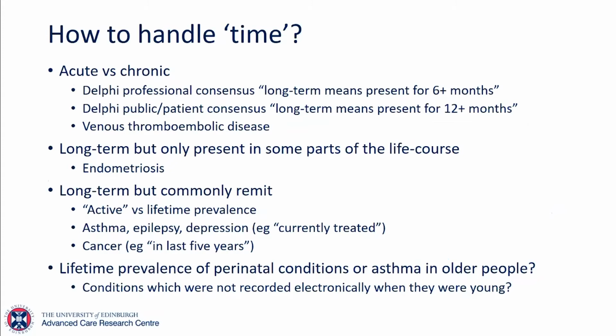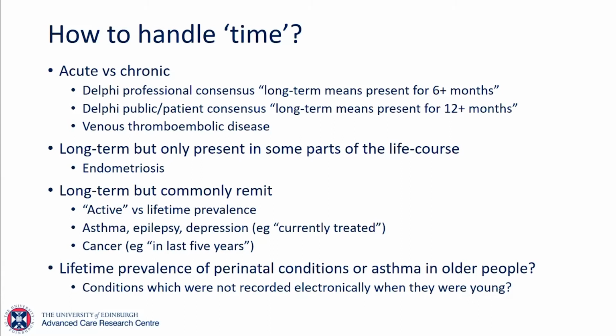What should you do about it? Well, I don't really know, to be honest. You get long-term conditions which are only present in some parts of the life course. Endometriosis would be an example: with menopause, you might have the consequences of endometriosis, but you can't have endometriosis anymore. Probably the bigger problem is conditions that are long-term but commonly remitting. Asthma and epilepsy, common in childhood, often go away. Eczema the same. Depression tends to remit and relapse, but it doesn't relapse in everyone.